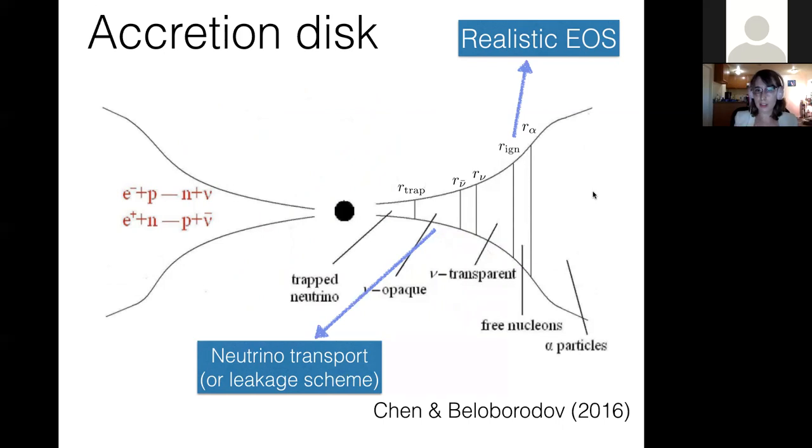So then again, let me go back to the question: why do we need neutrinos and why do we need to model this as realistically as we can? First of all, we have this part right here where you have the recombination, and that requires a realistic equation of state in order to consider that energy given by the recombination. And then in here, when the neutrinos are being formed and then become opaque, we're going to need some kind of transport scheme or leakage scheme to accurately represent the neutrinos escaping and the effects that they have on the electron fraction and on the temperature too.